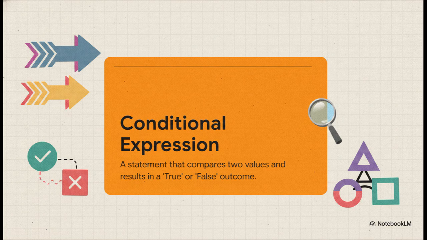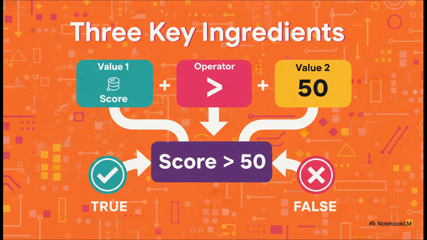And the way code does this is with something we already mentioned, a conditional expression. Now, this isn't some deep philosophical question, it's just a simple comparison between two values. And that comparison, it's always built from three key ingredients. So what are they? You've got a variable or some value, a comparison operator, and then another value. For instance, you could have a student's score, then the greater than symbol, and then the number 50. That whole expression, score > 50, can only be true or false. There's just no middle ground.